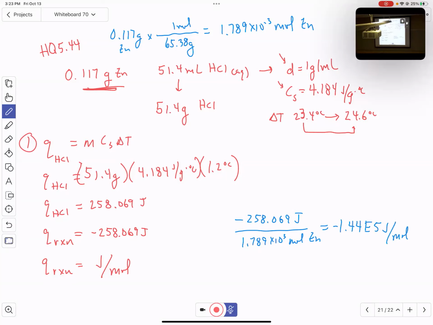If we take a look at significant figures, I would go with 3 significant figures because the mass of zinc and the volume of HCl are 3 sig figs. So all those being 3 significant figures, I would say question 44 should have three significant figures in the answer.